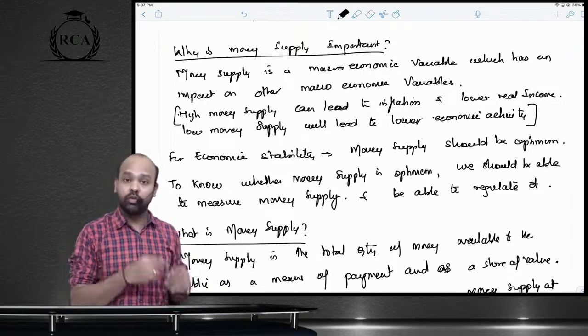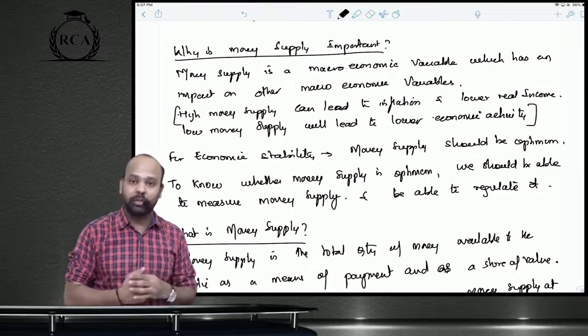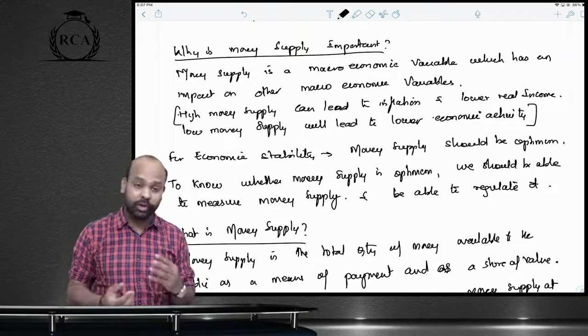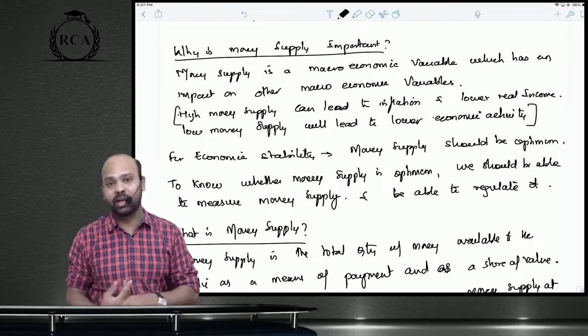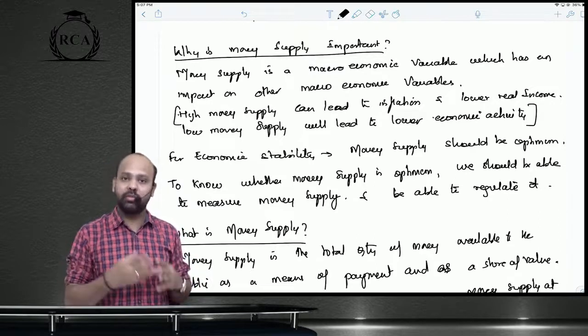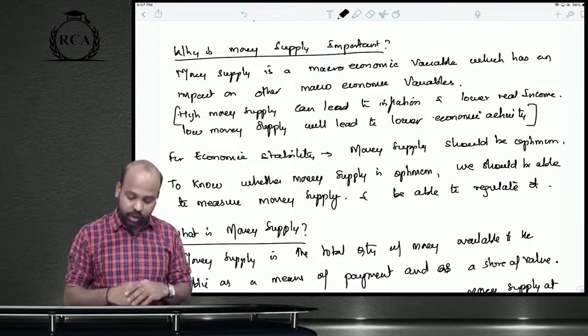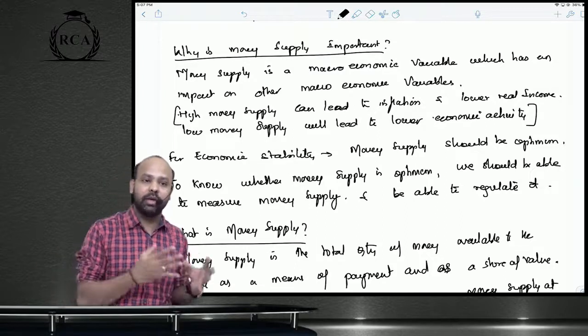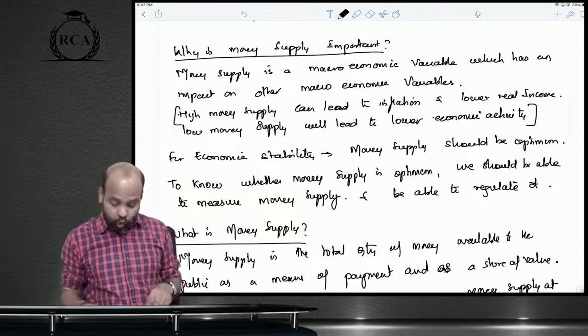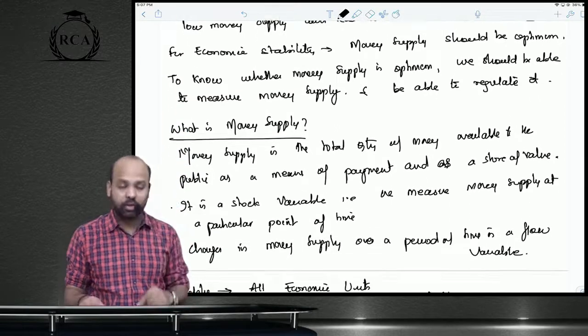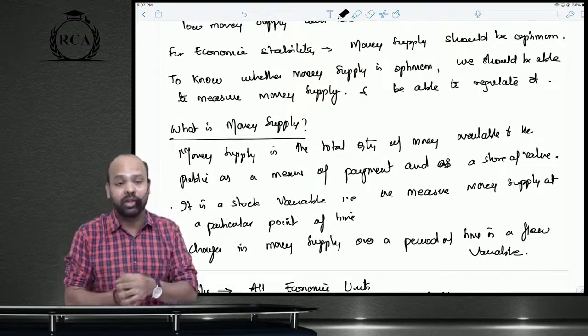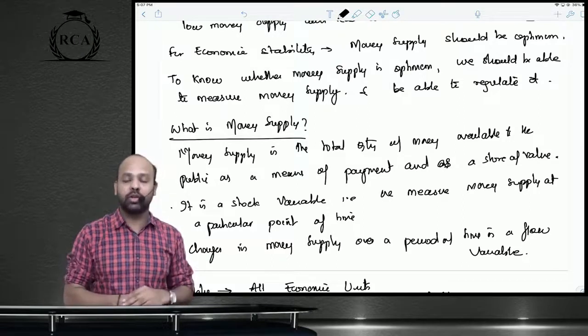To know better as to what should be the optimum level of money supply, guys, first you should be in a position to measure the money supply in an economy. This is what I told you, that for economic stability your money supply should be optimum. To know whether money supply is optimum or not, the first thing you should do is to measure money supply, and you should be in a position to regulate it.